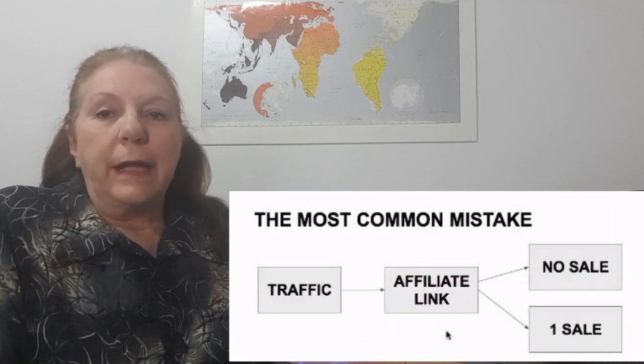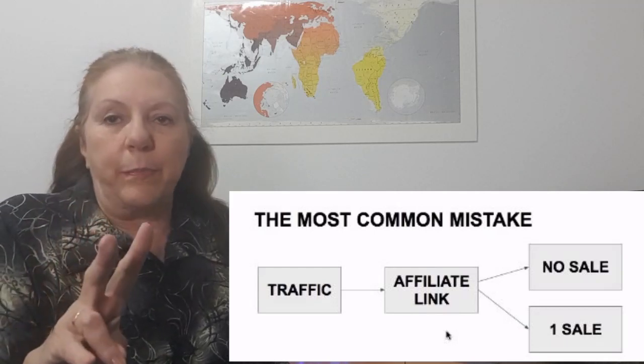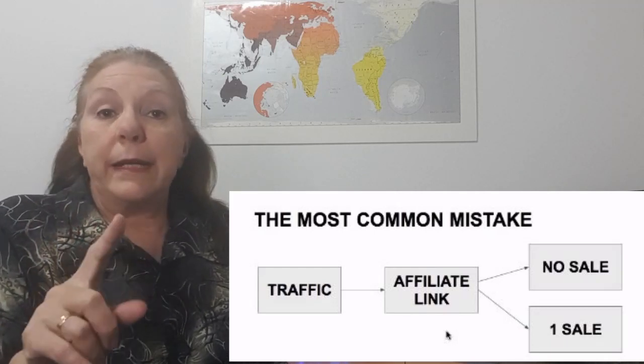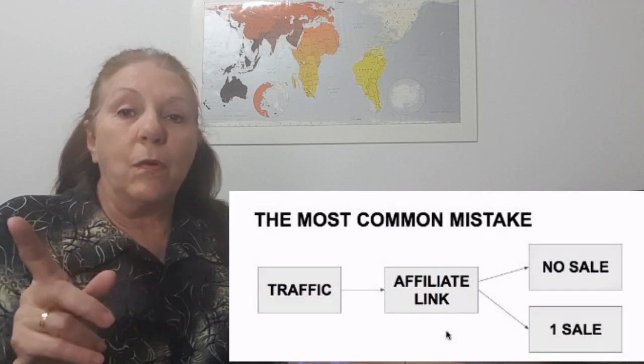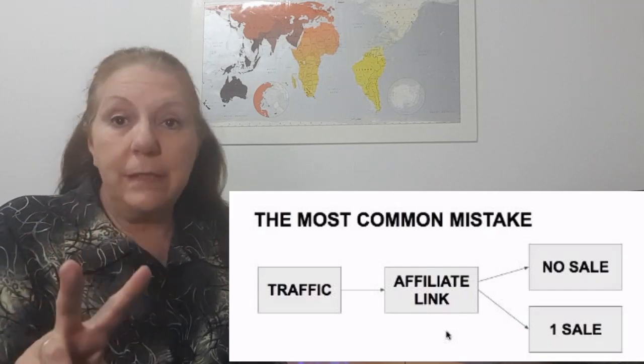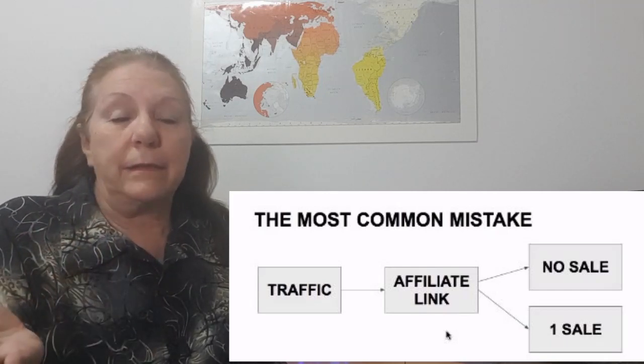So if we look at the simple page showing you traffic is directed to the affiliate link, two things can happen. They can get no sales, or they can get a sale, and that's it. Nothing to follow up, no more sales, and that is why people don't make money with affiliate marketing.